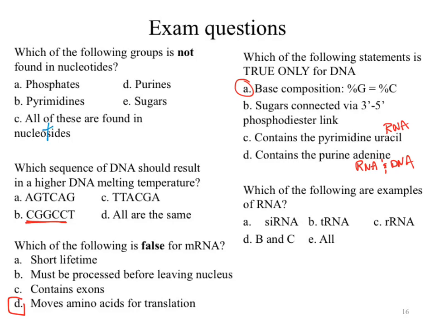Which of the following are examples of RNA? This was interfering. That says interfering. Let's try that again. Uh-oh. Two R's? Let's just do that. Interfering RNA, transfer RNA, and ribosomal RNA. All are examples of RNA. I keep throwing in that second R.